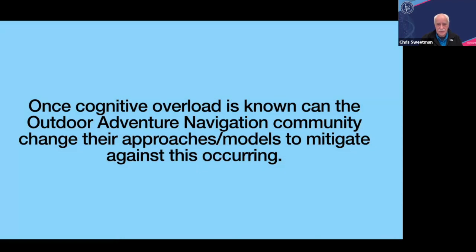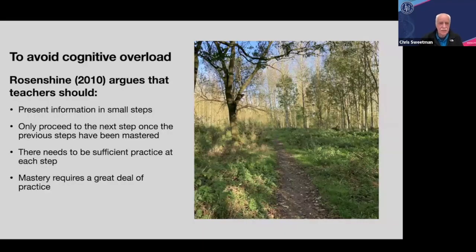All right, so once cognitive overload is known, can we in the innovation community look at our approaches and try to mitigate against this occurring? Rosenshine, an educational specialist, argued in 2020 that teachers should present information in small steps, only proceed to the next step once the previous steps have been mastered, and there needs to be sufficient practice at each step. Mastery requires a great deal of practice.